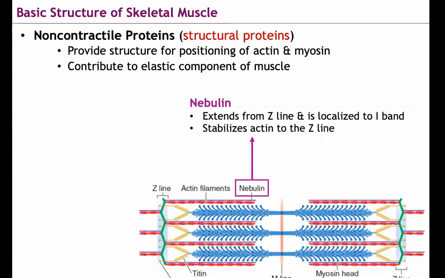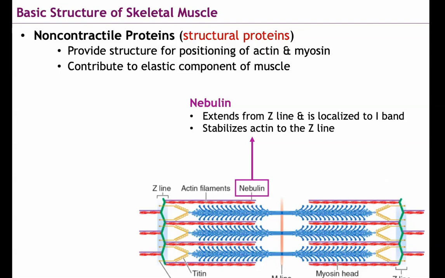Nebulin extends from the Z line and is localized to the I band. We haven't learned about the I band or the Z line yet, so don't worry, we will talk about it. But you can see in the picture right here, this is the Z line. It's like a boundary. It's like the end of one sarcomere is basically what a Z line is. So what does nebulin do? It mainly just works with actin. So it resides on top of actin and regulates thin filament length during sarcomere assembly, which is when our muscles are actually forming.